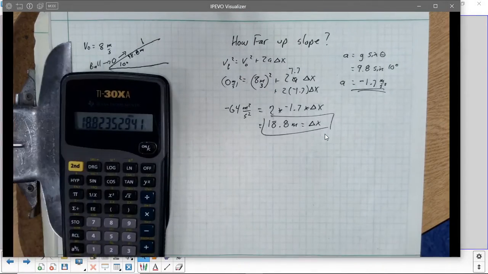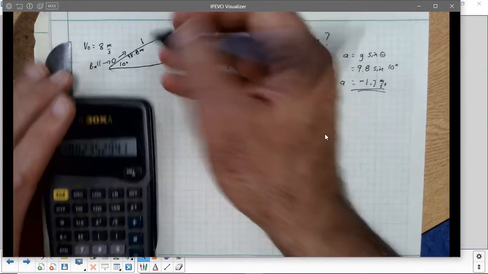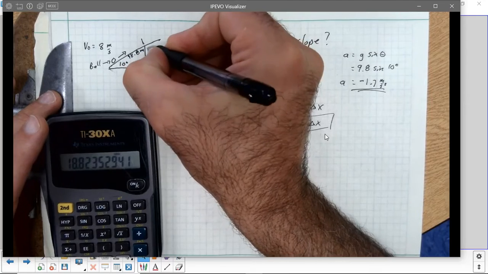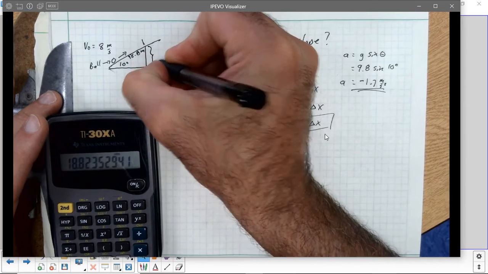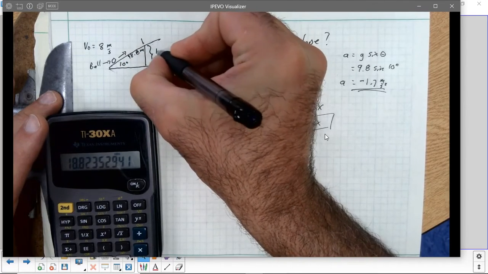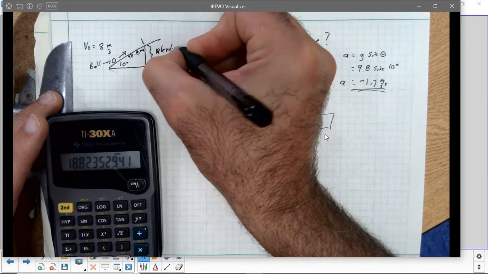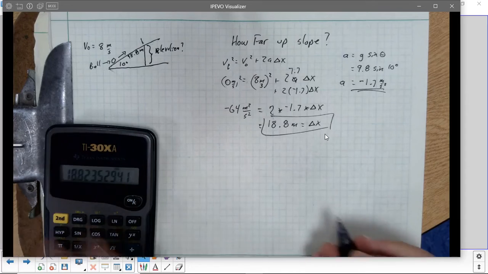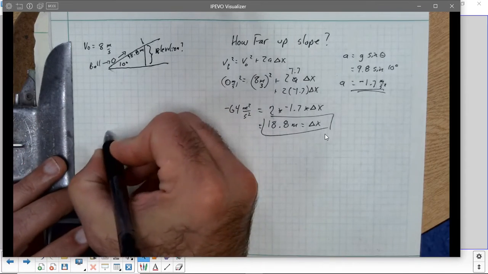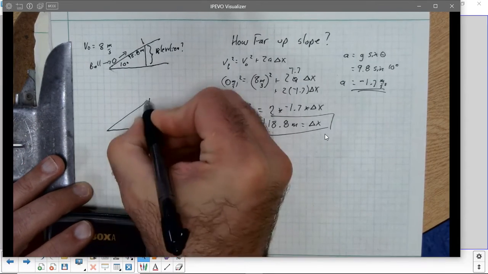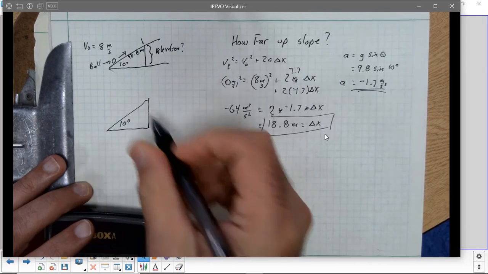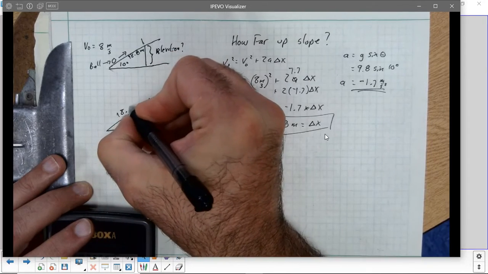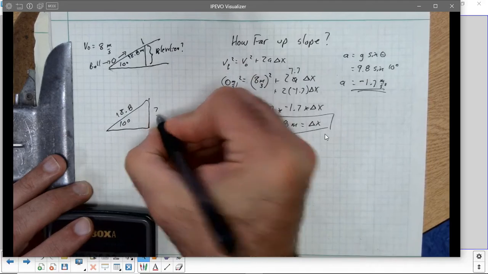Yay. All right, now what if we want to know the vertical elevation gain? So we want to know how high this one is here, the elevation. Well, for this, we actually have a triangle now. So for the elevation, we can sketch a triangle. We know this is 10 degrees. We just figured out that this side is 18.8 meters, and we want to know this one.